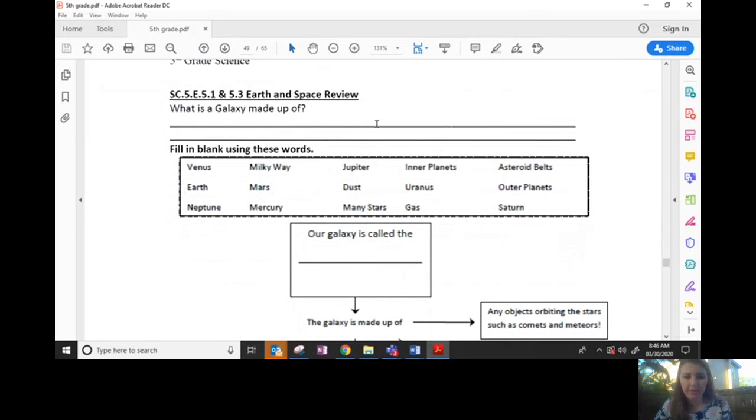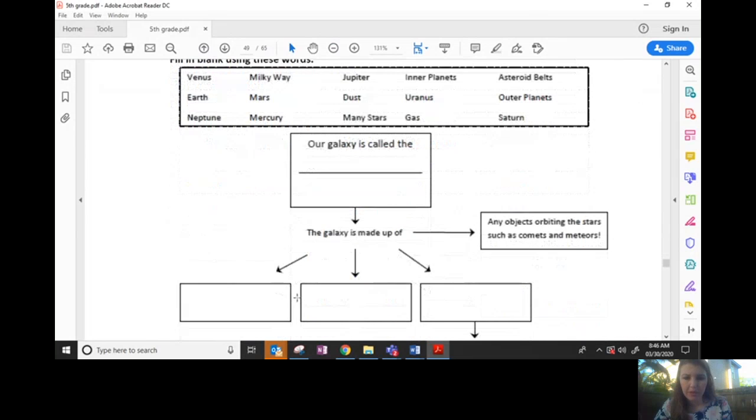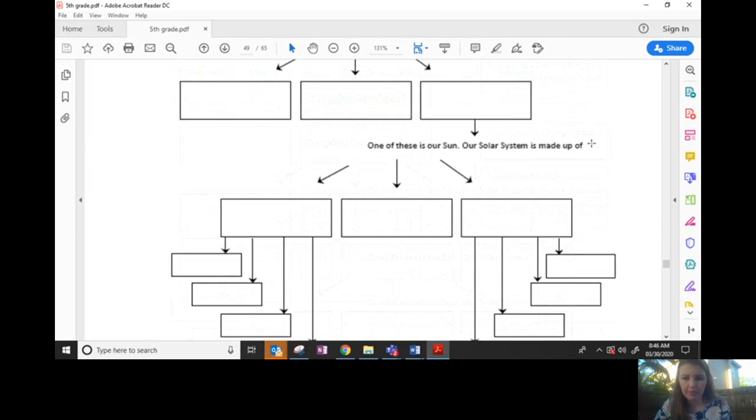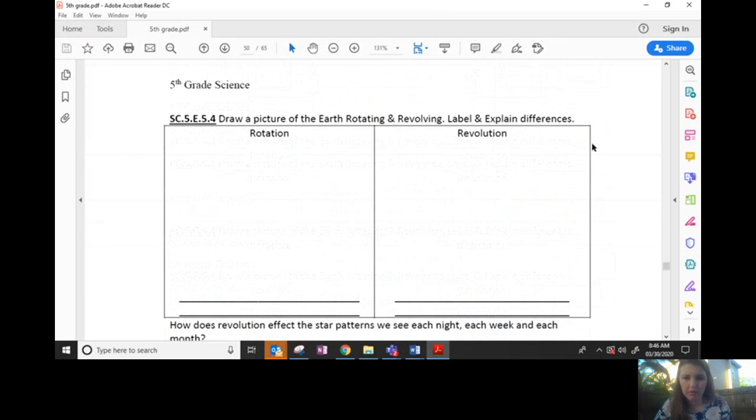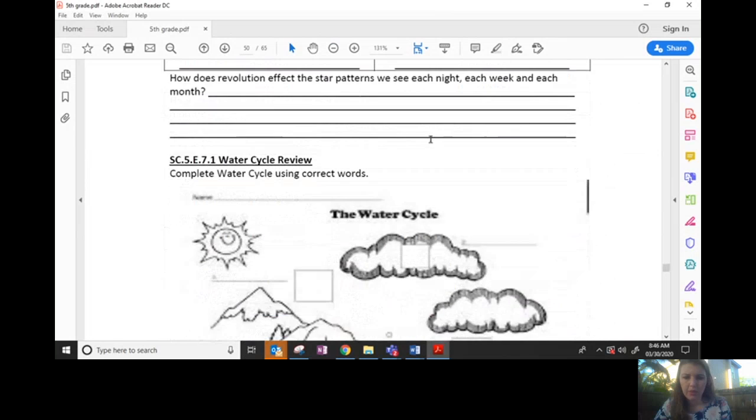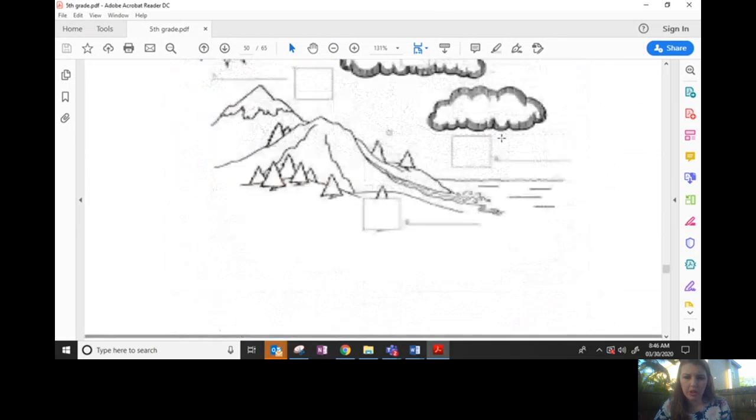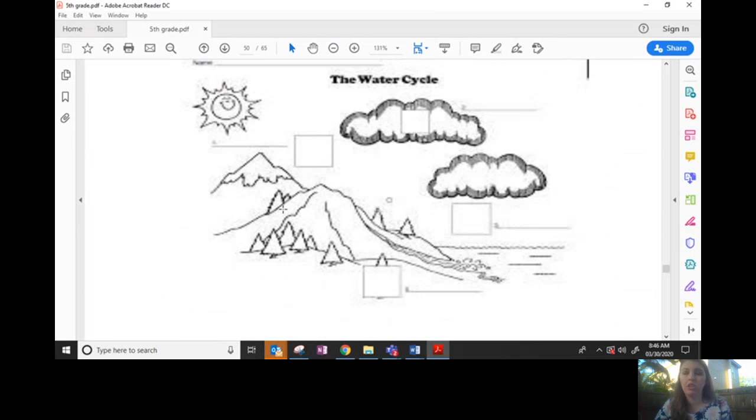Explain what a galaxy is made of. Fill in the blanks below using these words above. Draw an example of rotation and revolution. Answer this question. Complete the water cycle using the correct words. So you would label condensation, evaporation, precipitation, runoff.